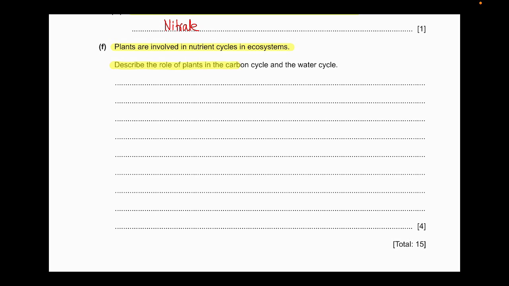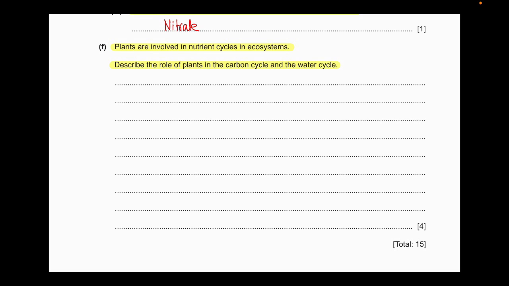Describe the role of plants in the carbon cycle and the water cycle. So basically in the carbon cycle, plants absorb carbon dioxide since carbon dioxide is needed for photosynthesis. Plants act as a carbon sink, and when the plants die, they may become fossilized and they may turn into coal, locking the carbon in them for a long period of time. The fossil fuel, such as coal, releases carbon dioxide during combustion. Carbon dioxide is also released when plants decompose or when they do respiration.